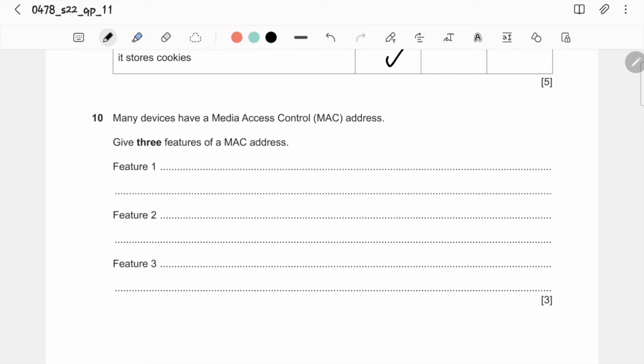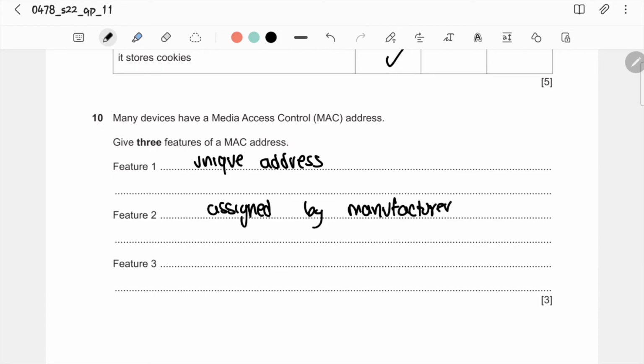3 features of a MAC address. Simple, very simple. First of all, unique address. Always mention this. Then assigned by manufacturer. And then feature 3, you could say, let's see. Can be used to identify a device.